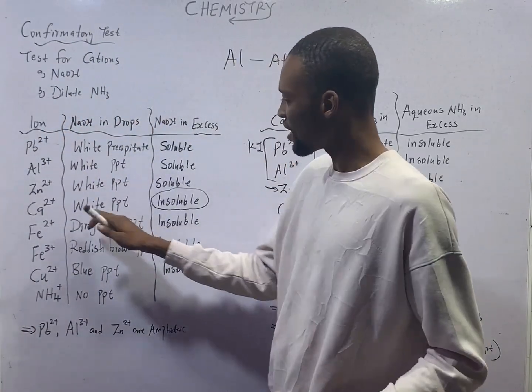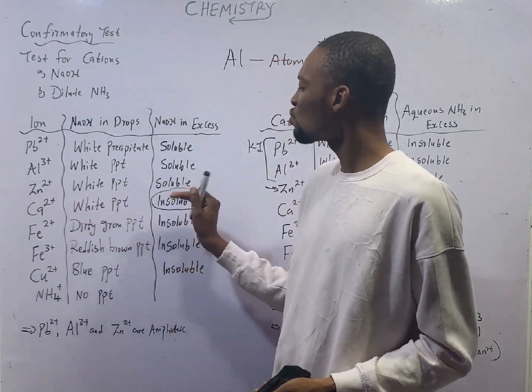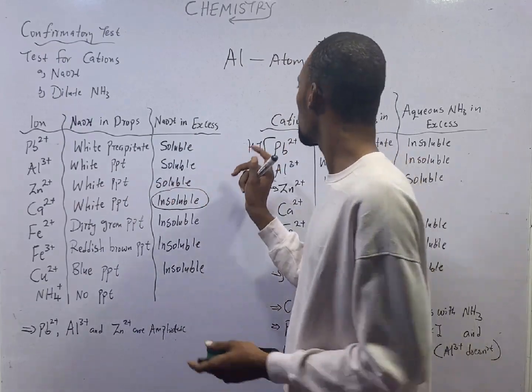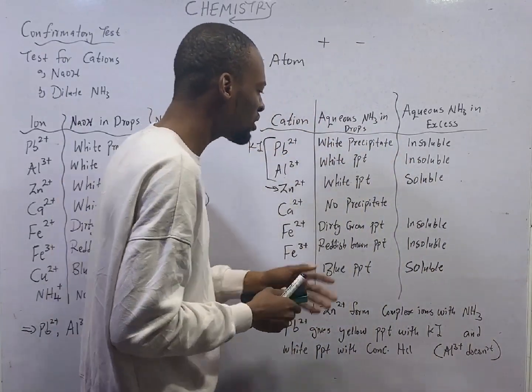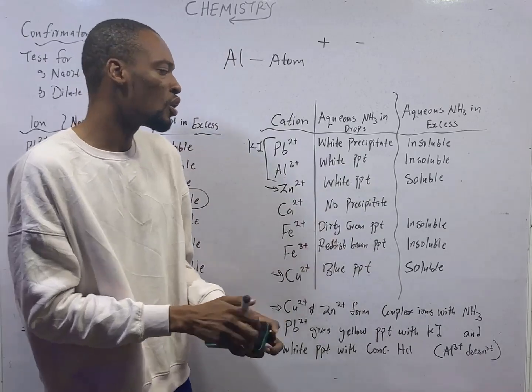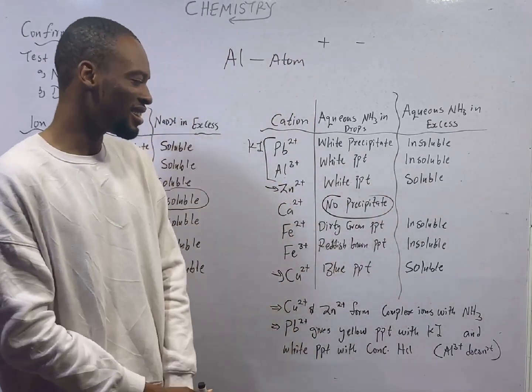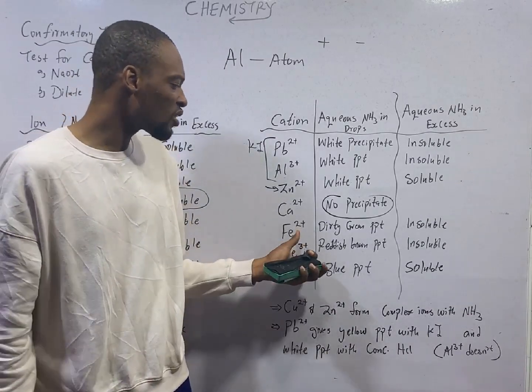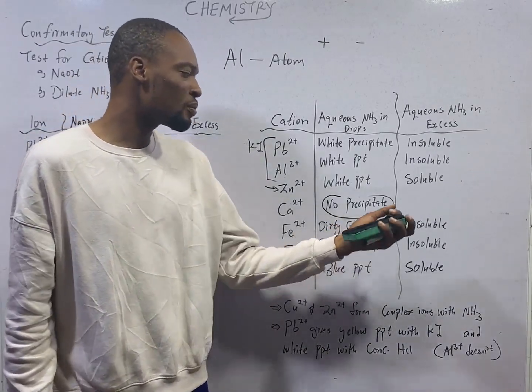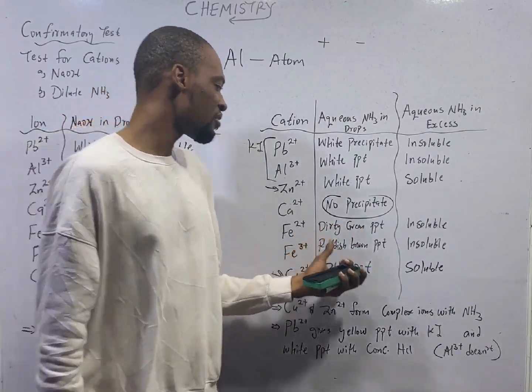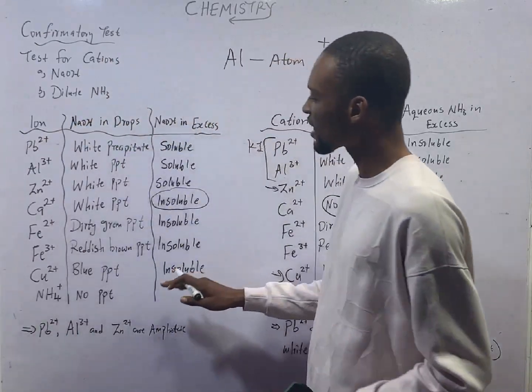Calcium ion here forms white precipitate, which is insoluble. But when you test with aqueous ammonia in drops, calcium ion will not even form precipitate at all. No precipitate is detected. Then iron 2 will give you dirty green precipitate. Iron 3, reddish brown precipitate.